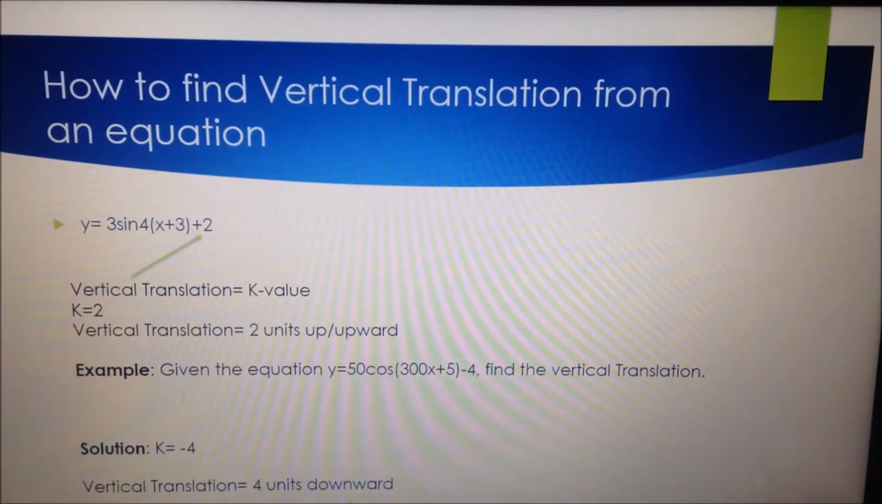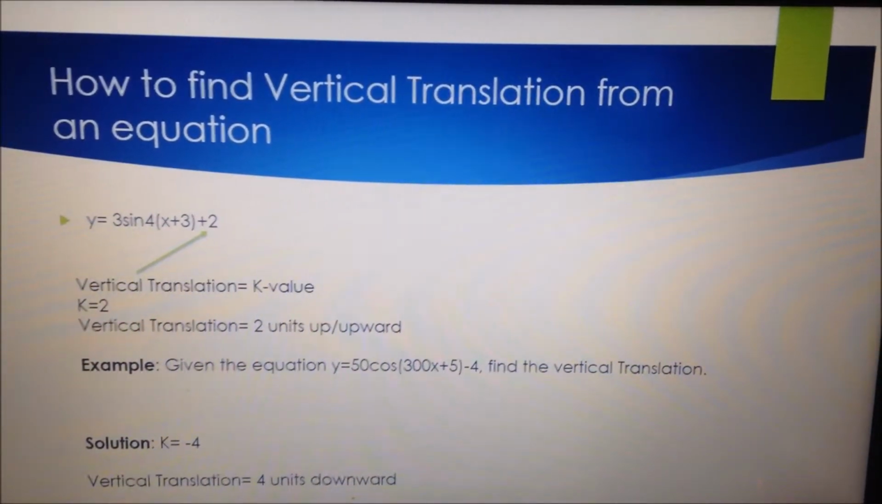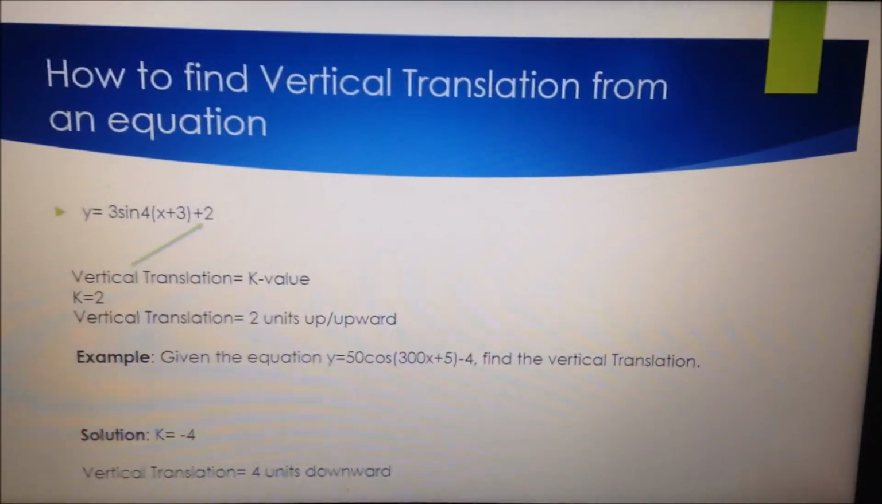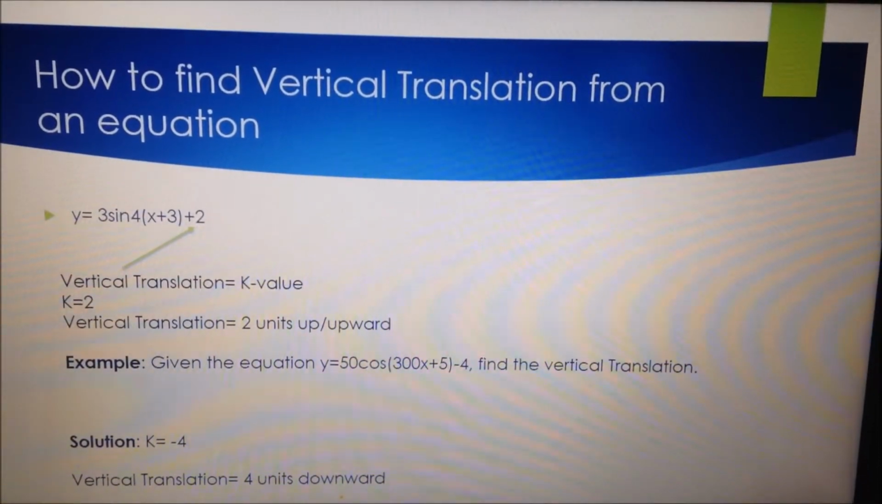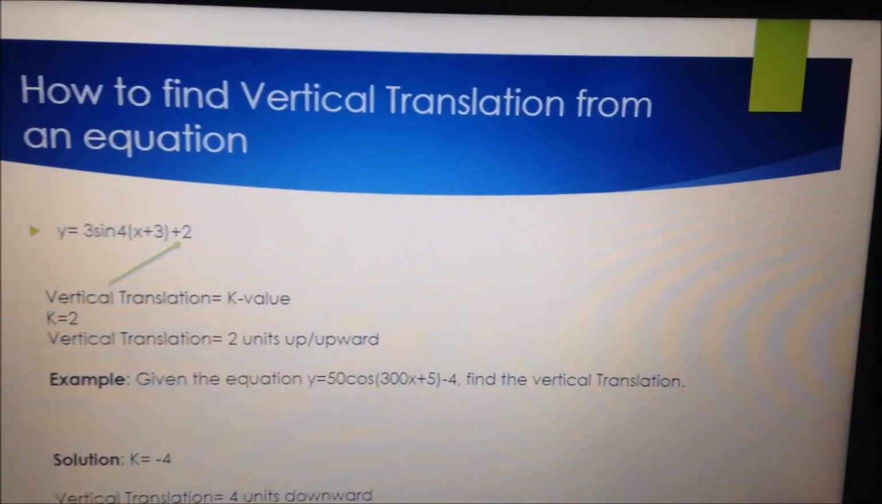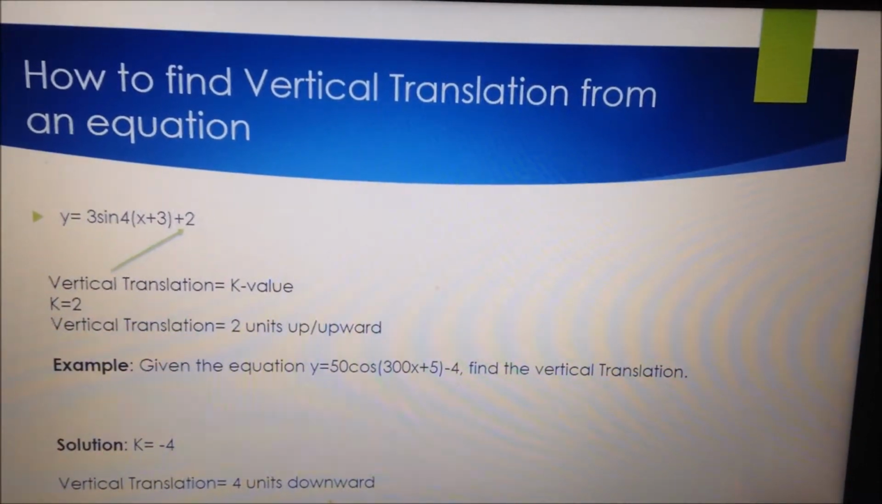So how do we find the vertical translation from an equation? So we have 3 sine 4 times x plus 3, plus 2. Well, the vertical translation is the k value. So if the k value is positive, it's going to be upward, and if the k value is negative, it's going to be downward. So in this case, the k value is 2, so the vertical translation is 2 units up.